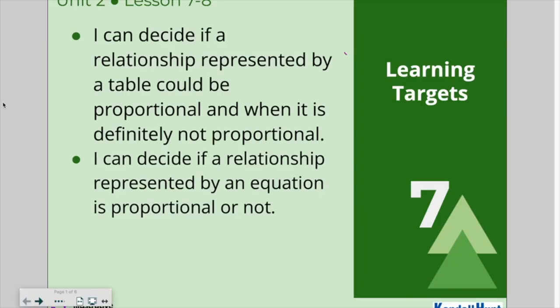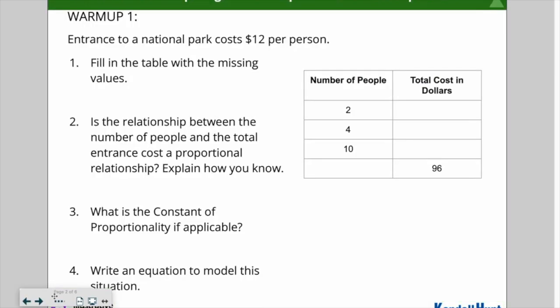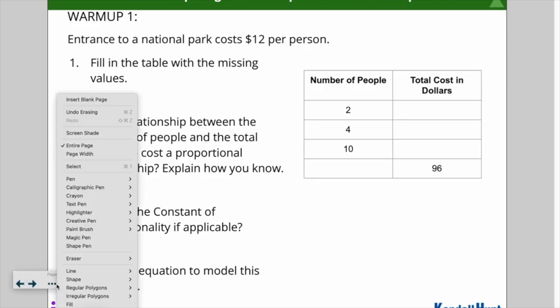Today we were looking at Unit 2, Lessons 7 and 8, deciding how we can tell if a relationship is proportional or not using tables and equations. So we started with our warm-up. It said fill in the missing values, and we have the entrance to a national park costs $12 per person.